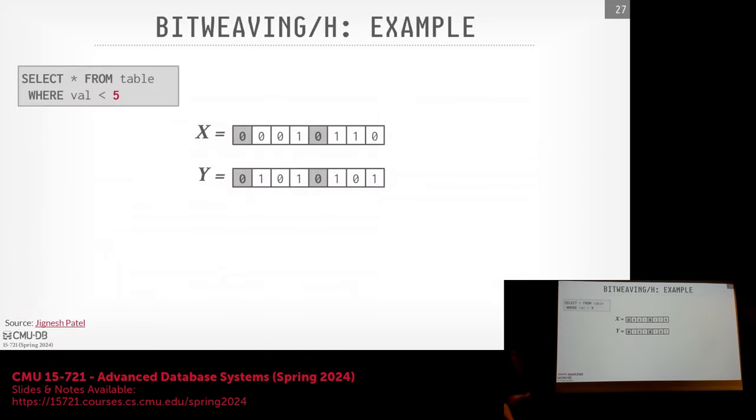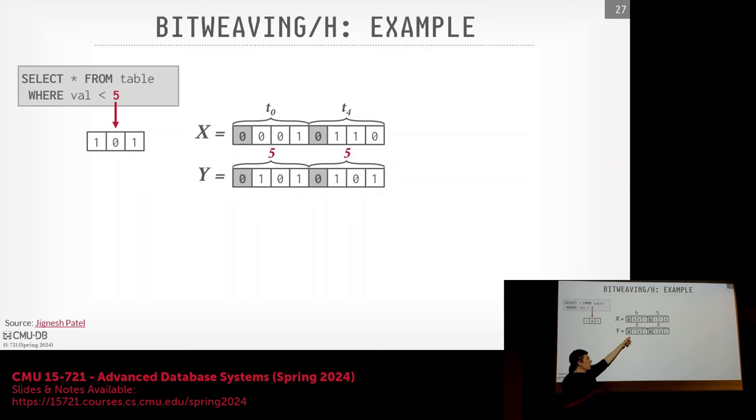So let's see an example here. We have a query we want to find in our table: find all the values less than 5. Say we'll just start with the first vector, so that's going to have T0 and T4. And then our encoding for the value 5 is this 101. We'll have repeated instances of those bits corresponding to all the lanes up above for the tuples we're trying to compare against.